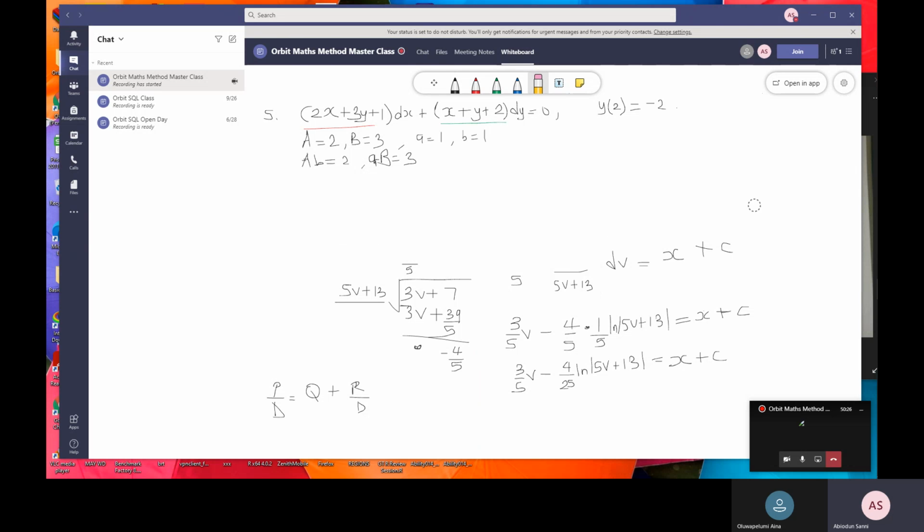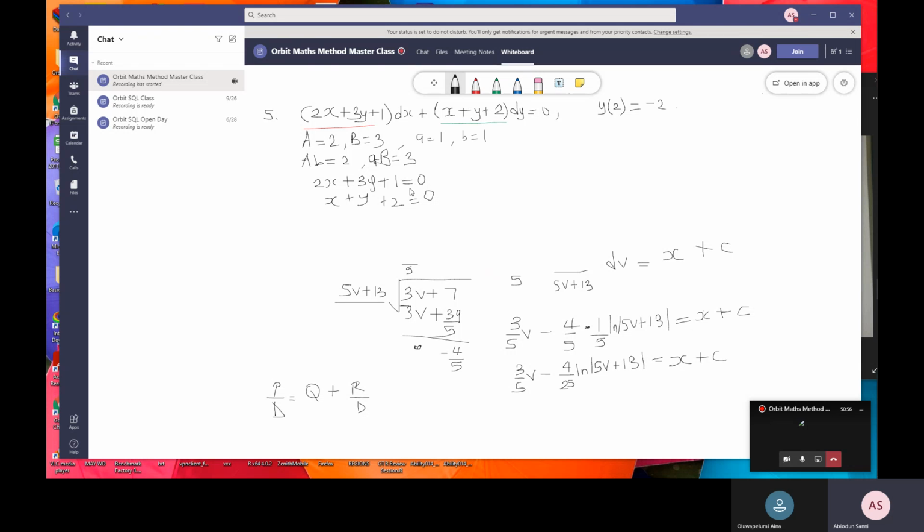We are going to say, okay, 2x plus 3y plus 1 is equal to 0. We equate this one to 0. The second one, x plus y plus 2 is equal to 0. So we are going to solve these two simultaneously and find our x and y respectively.